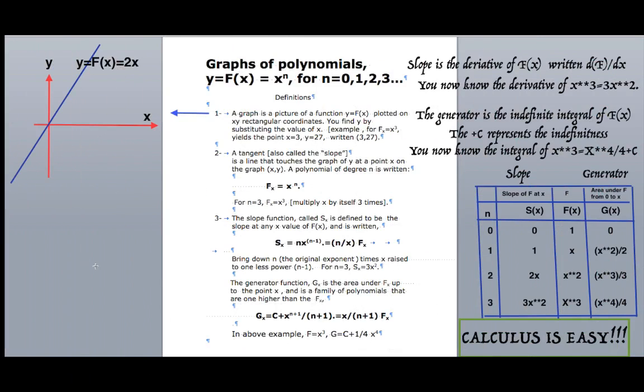Now comes the good part. All the while we've been talking about simple graphing, you've been learning about calculus. If you take a look at the slope function here, the slope function is really the derivative of f of x, written df dx. You now know the derivative of x cubed is 3x squared. The generator is the indefinite integral of f of x. The plus c represents the indefiniteness. You now know the integral of x cubed equals x to the fourth over 4 plus c.